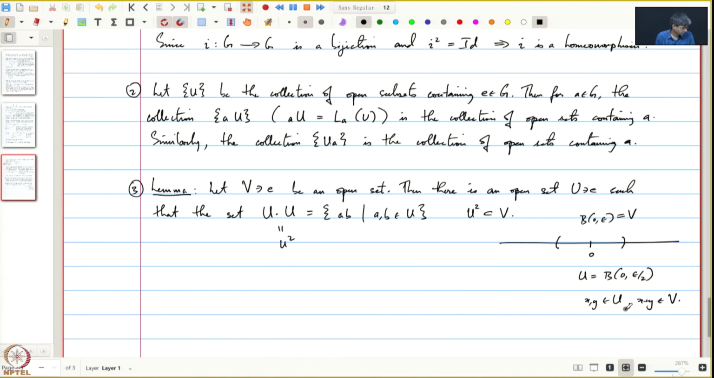Okay. Right. So let's prove this. So consider the multiplication map from G cross G to G. This is the multiplication map, which is continuous.